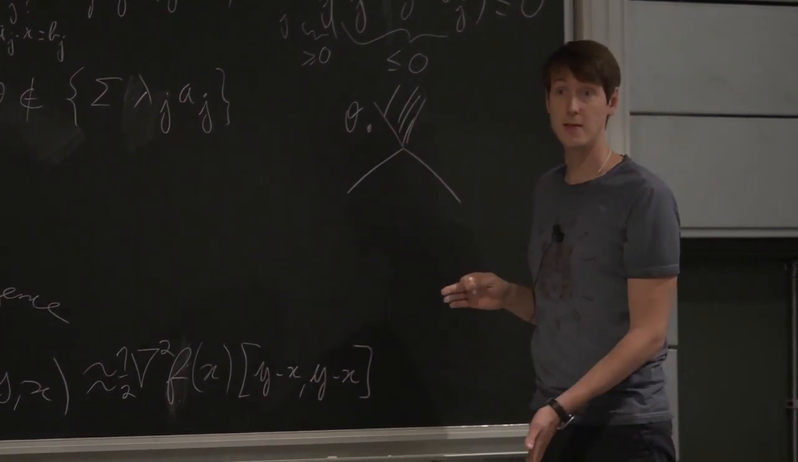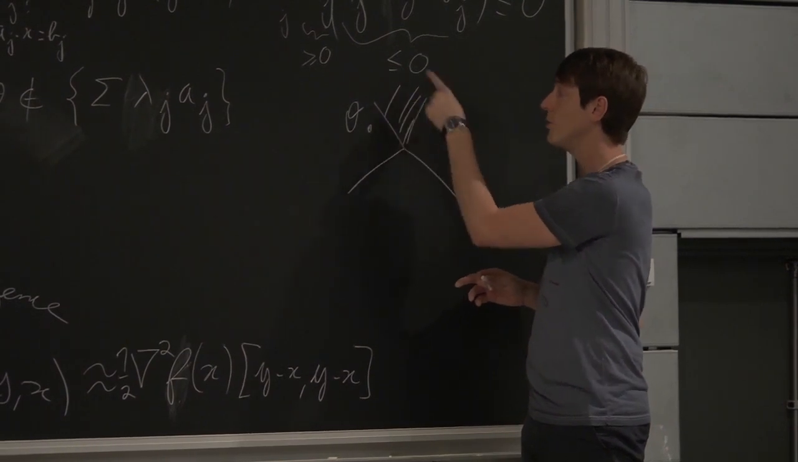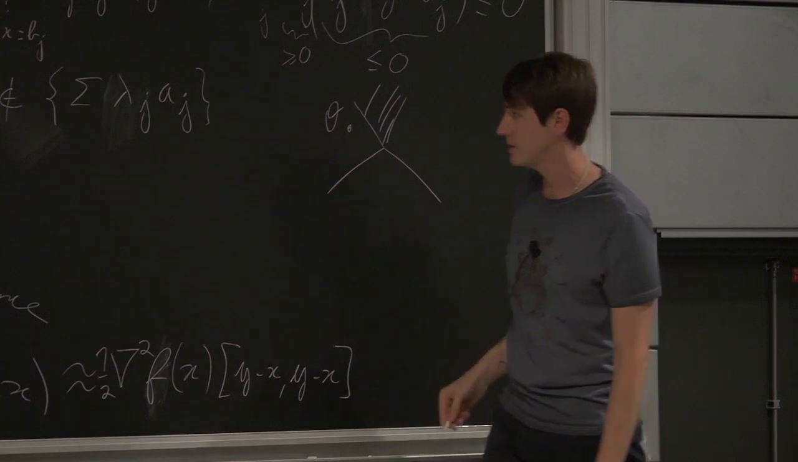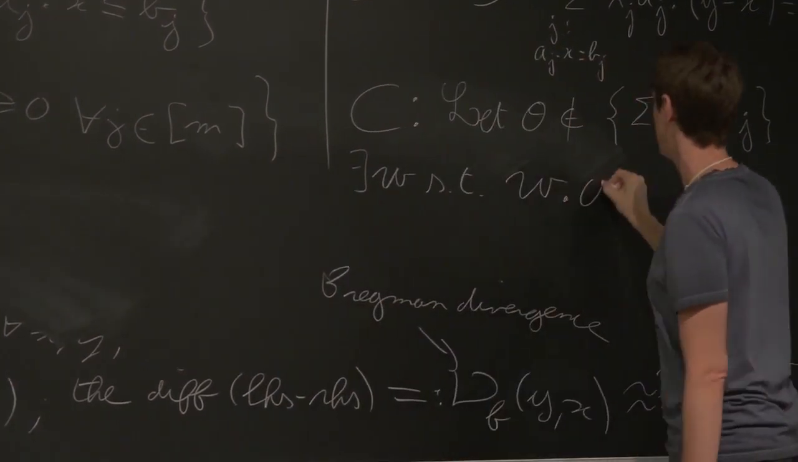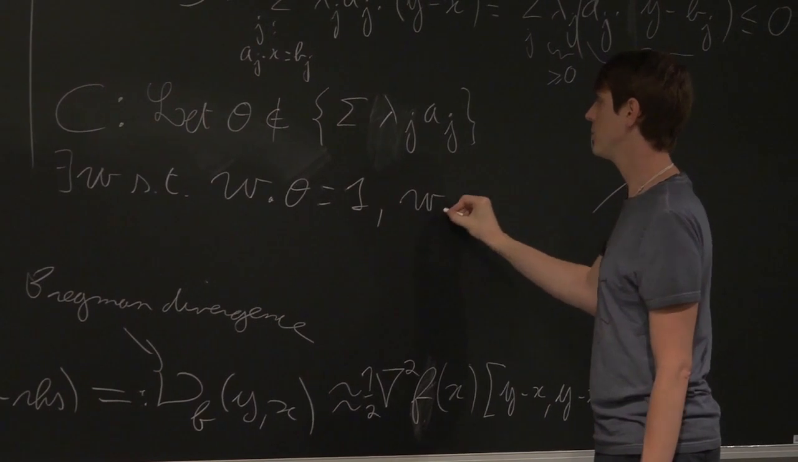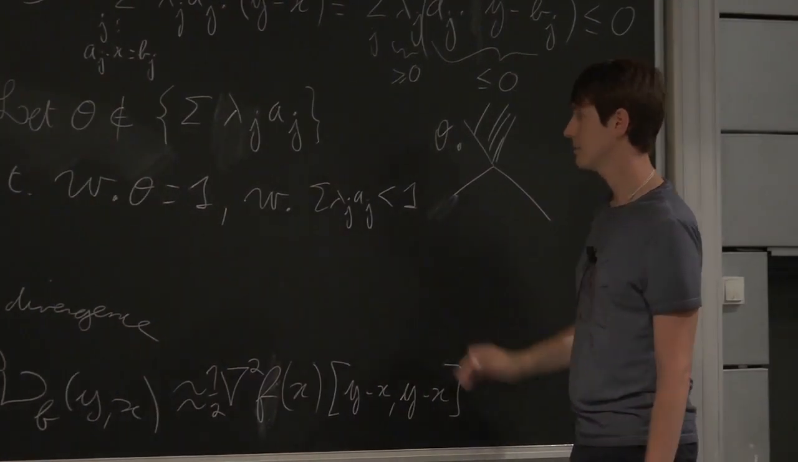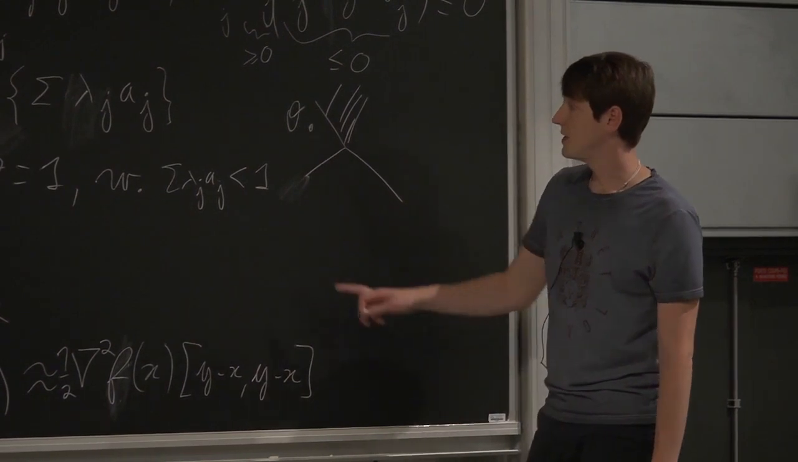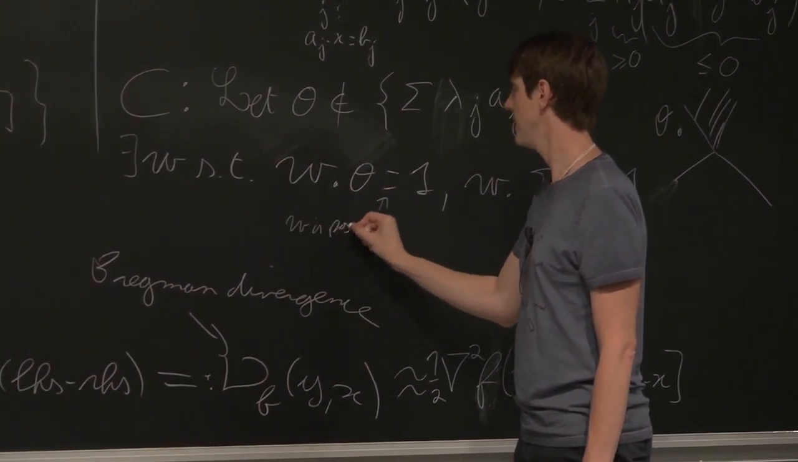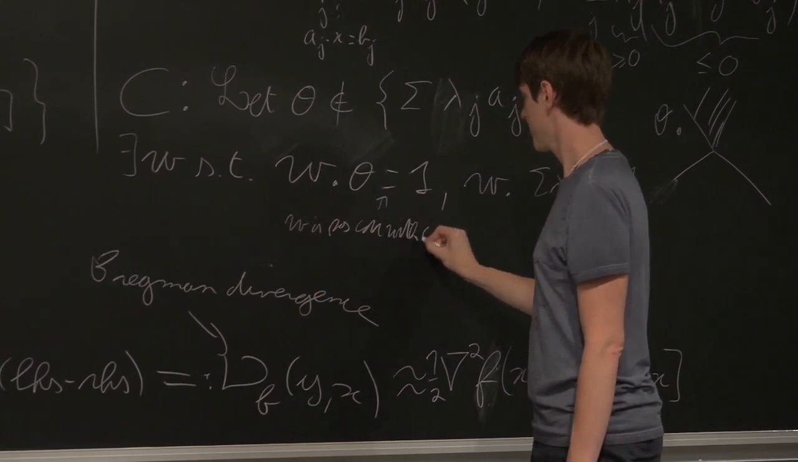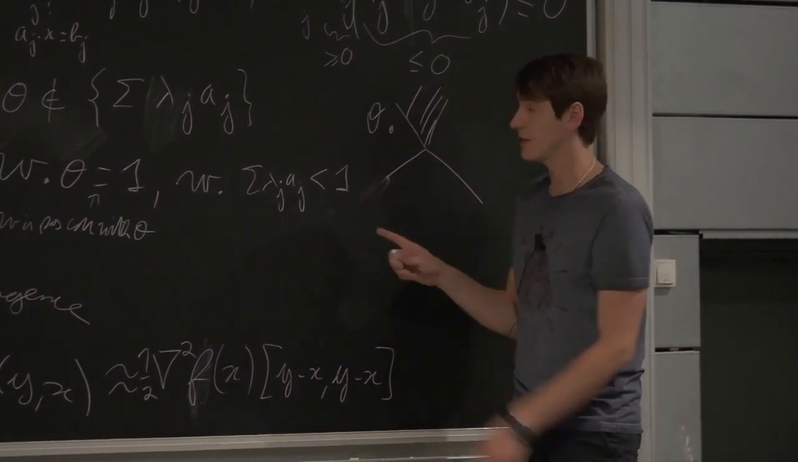So the thing that I can do is separate those two things. I can find a linear function whose value at theta is, say, 1, and whose value here is less than 1. So there exists w such that w dot theta is, say, 1, and w dot the sum of lambda j aj is always less than 1. Right? So this means w is positively correlated with theta.